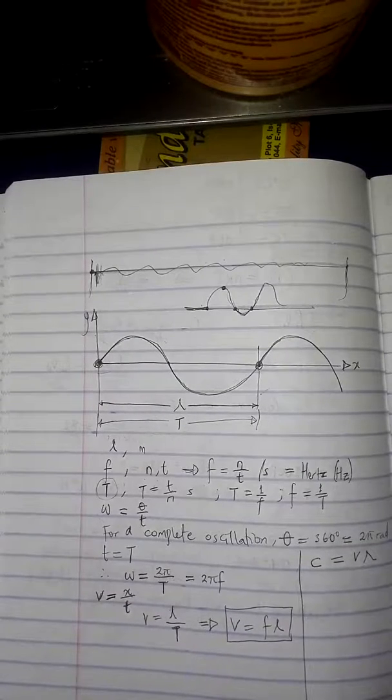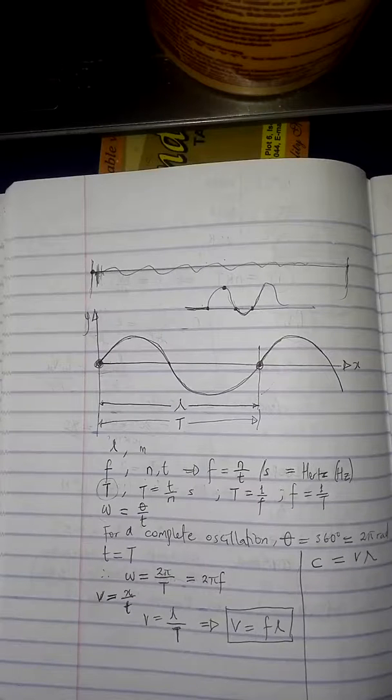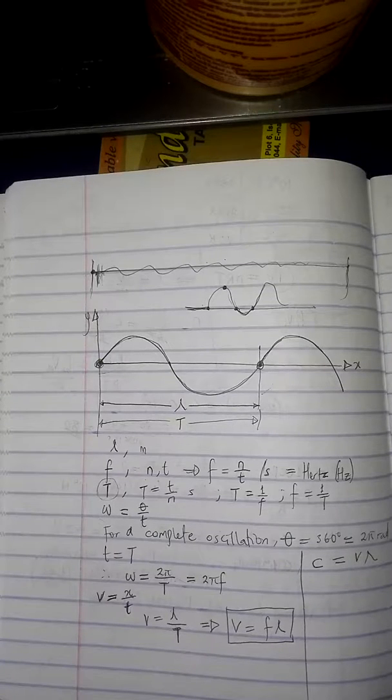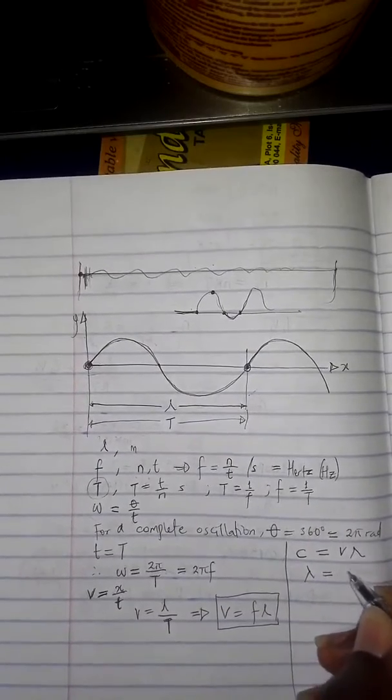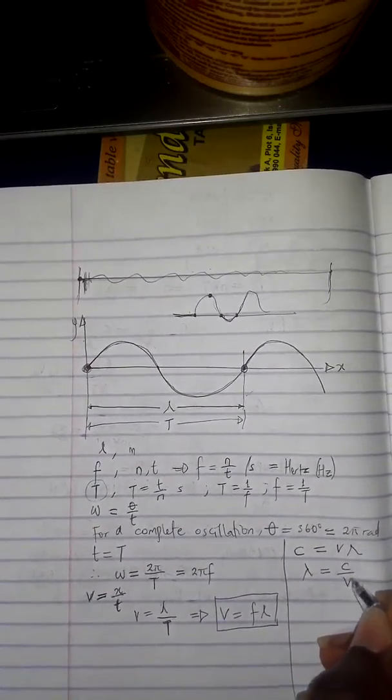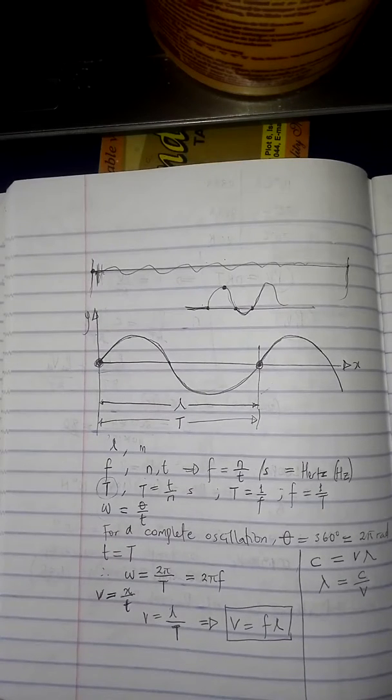So A says c equals lambda, not true. B says lambda is equal to c over v. Obviously that is correct, because if you make lambda the subject here, it is equal to c over v. So that's quite straightforward.